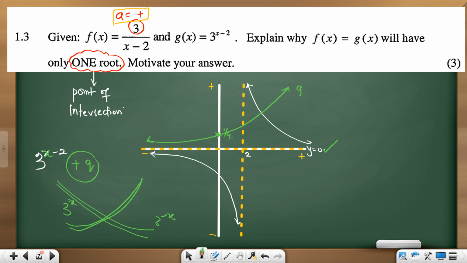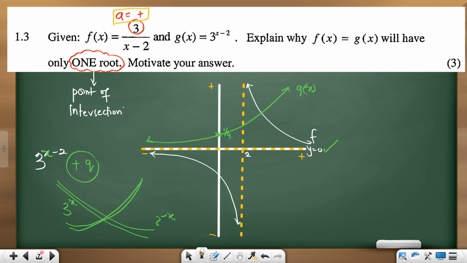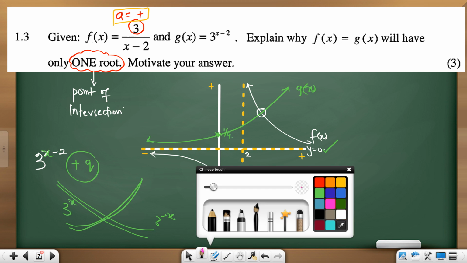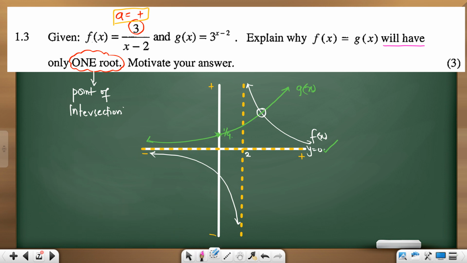What is this? G of x. How many points of intersection do you see? And that's your answer. Motivate your answer. You see, they're not telling you to find the number of intercepts. They said it will have only one root. Motivate your answer. A sketch would be very easy for you to do, and you are done. You don't need to write anything.